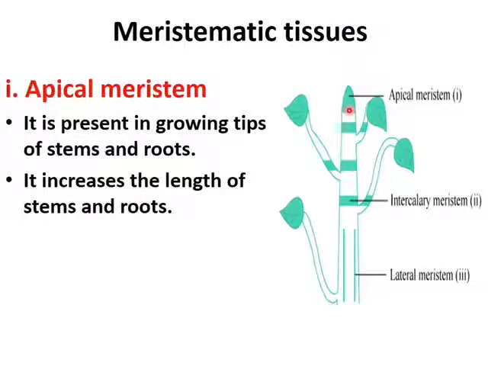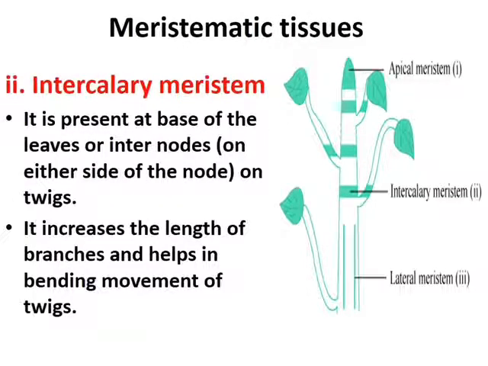Now what will be the function of this type of tissue? The function is it increases the length of stems and roots. Why? Because it is present at growing tips. So it increases the length of stems and roots. So it is the first type of meristematic tissue. Let us see what is the second type.